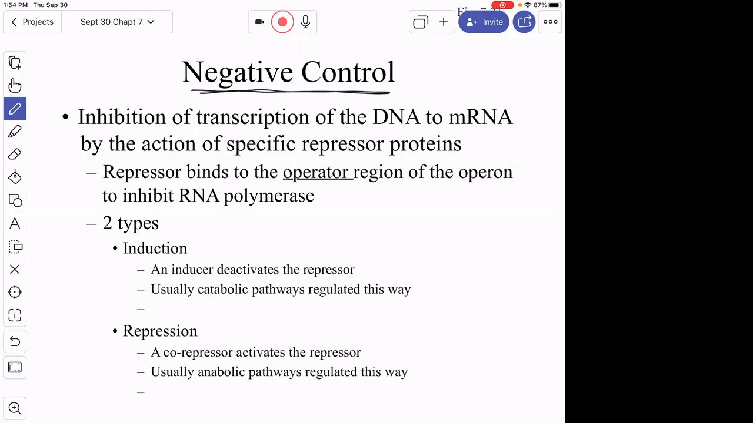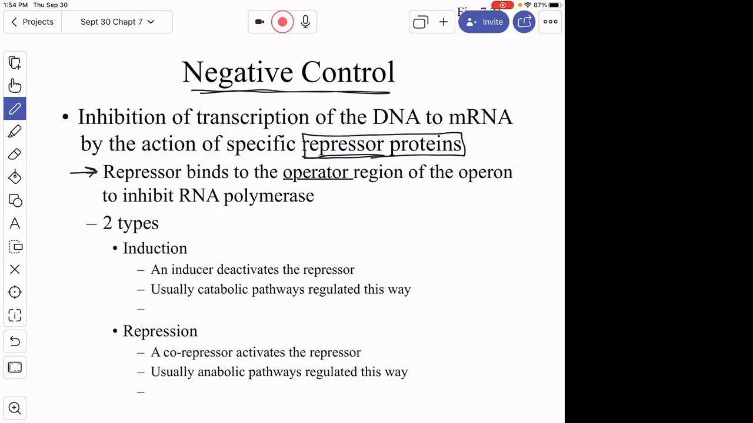If an operon is under negative control, that just means that there is some kind of repressor protein that's important to determine whether the gene gets transcribed or not. And like I just mentioned, the repressors always bind to the operator region. Again, I'm going to show why that makes sense in just a minute. So there are 2 types of negative control. I'm going to give you an example of each one.